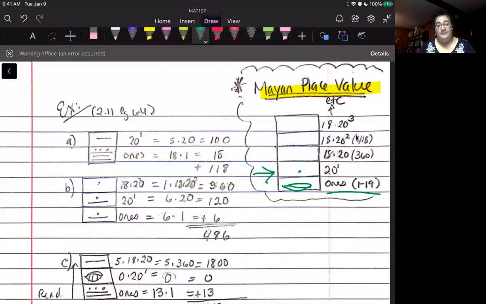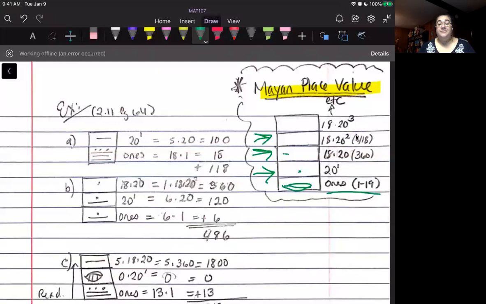Now, the next place value up, you take 18 times 20. And whatever you place here gets multiplied by that. Now, 18 times 20 is 360. So basically, any symbol you put in this third box right here would get multiplied times 360 for its actual value. And then if you move up to the next level, it would be 18 times 20 squared, which comes out to 7,200. So this would be 18.